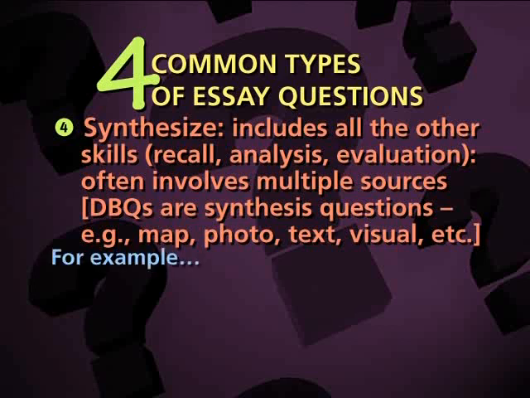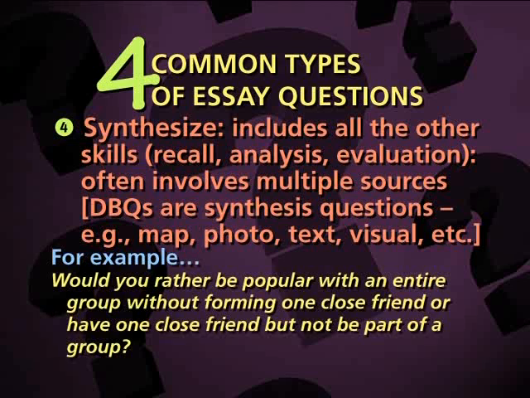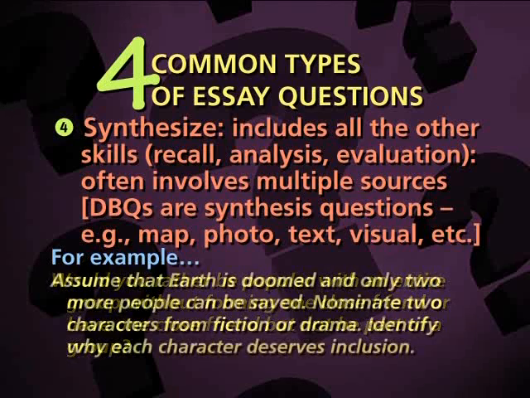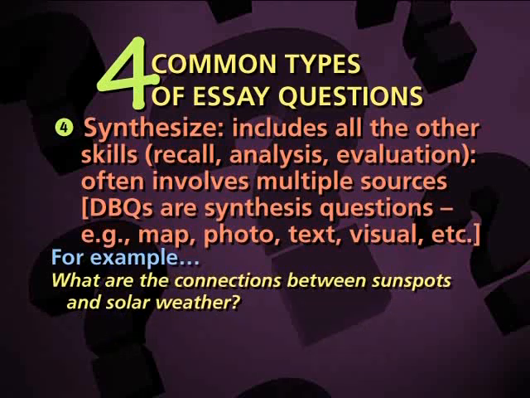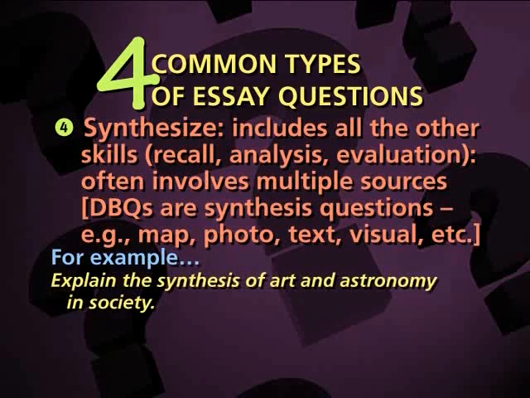Here are some examples. Would you rather be popular with an entire group without forming one close friend, or have one close friend but not be part of a group? Number 2, assume that Earth is doomed and only 2 more people can be saved. Nominate 2 characters from fiction or drama. Identify why each character deserves inclusion. Next, what are the connections between sunspots and solar weather? And last, explain the synthesis of art and astronomy in society.